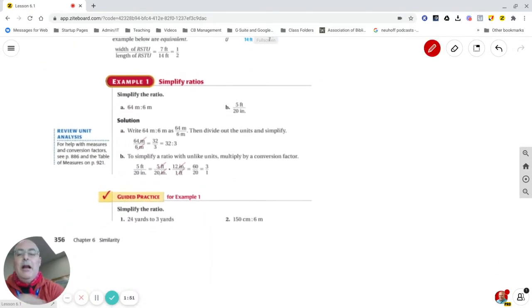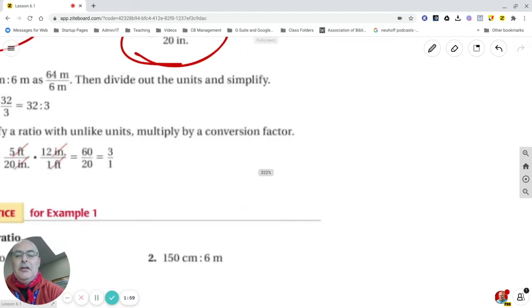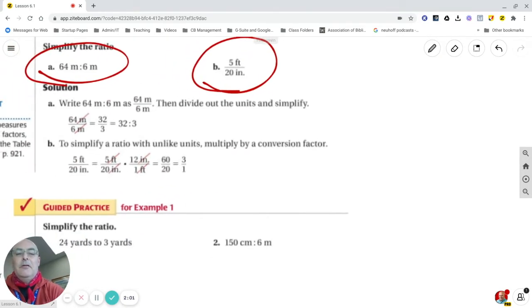Because here we have an example. The first one is very straightforward. We have the same units, but in the second example, let's take a look at this. We actually need to do some unit conversion. We start by writing our given information as a ratio, but then we recognize what we have to do is do some conversion of feet and inches. So what we recognize is that we need inches on the denominator and feet here for the numerator. And so we show it as 12 inches to 1 foot.